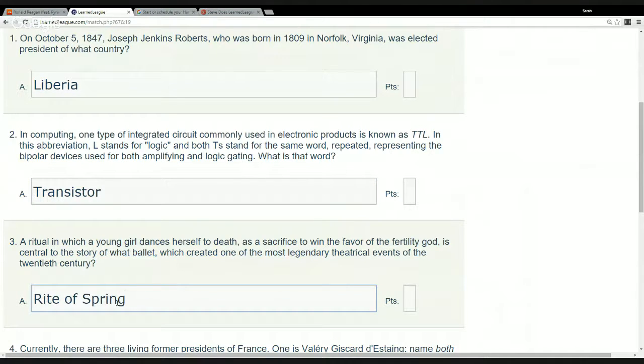Rite of Spring notably caused riots when it premiered. My assumption is because this kind of thing would be a little paganistic, risque. Not sure what the best word is, but also, a ritual fertility, Rite of Spring is definitely right.